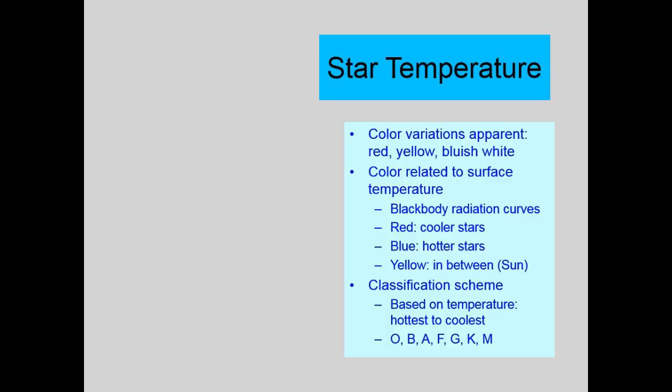Now, the classification scheme here is based on temperature, and hottest to coolest, the brightest bluish white stars are your O stars, followed by the B, which sounds bluish, and the A, sort of in the blue. Then you get down into the yellow range of your F's and G's, and then the red range of your K's and M's. We are a G star. We're on the lower end of the average yellow stars. Okay?